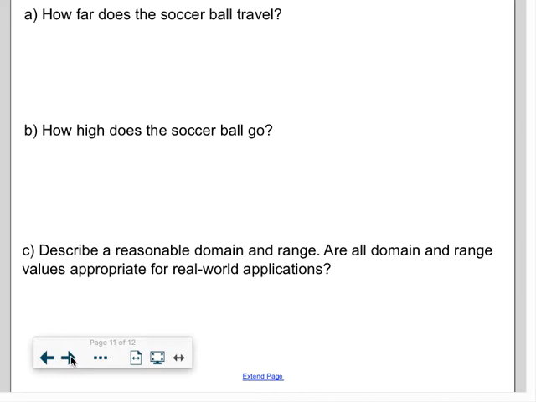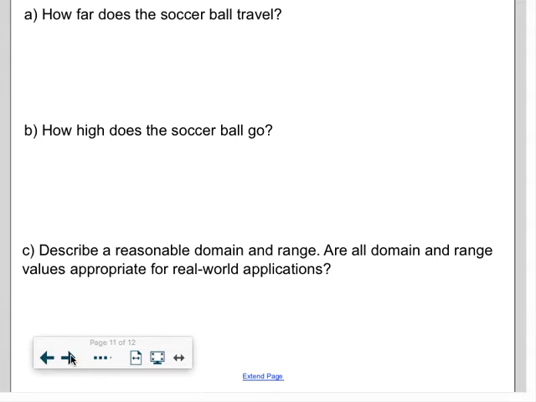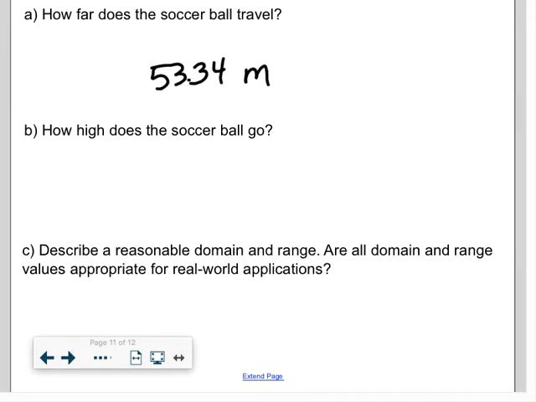So how far does the soccer ball travel? That was the 53.34, and that was meters. How high does it go? That's this number here, 21.33 meters. And describe a reasonable domain and range.